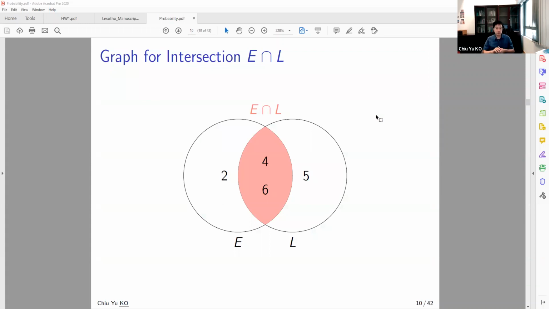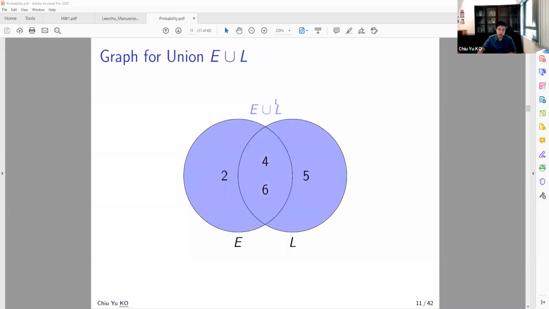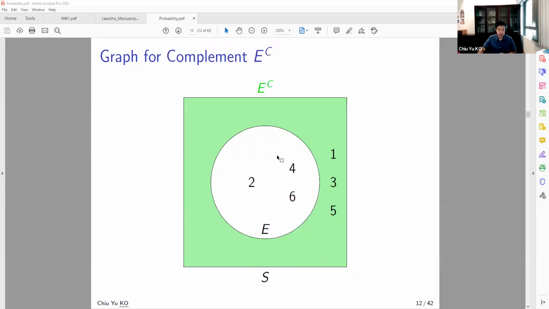Let's see graphically what we mean by intersect. You can see 2, 4, 5, 6. 1 is not here, and 3 is not here. The intersect is "and", so it's things in common. The other one is "or", so this is union. Union includes everything. And for complement, E is 2, 4, 6, and E complement will be the things not in E but in S, where S is the sample space. That is how all this is presented graphically. I hope there's no problem.